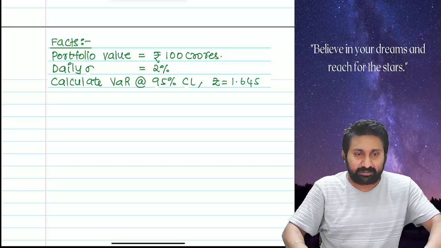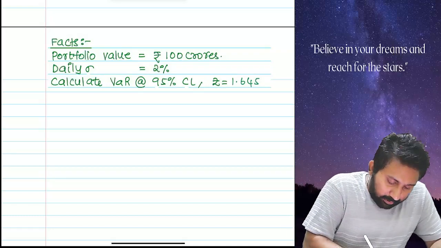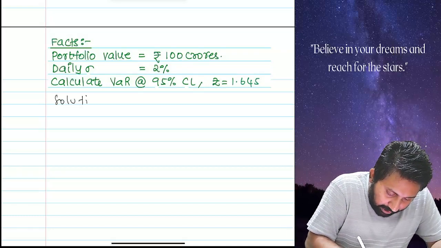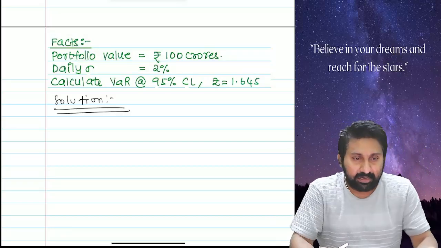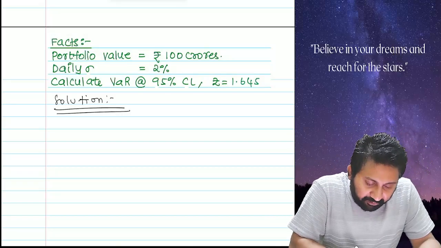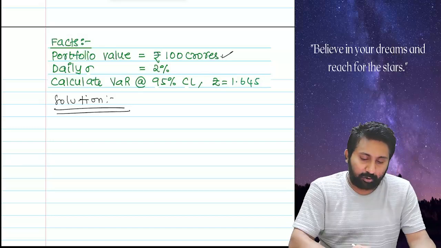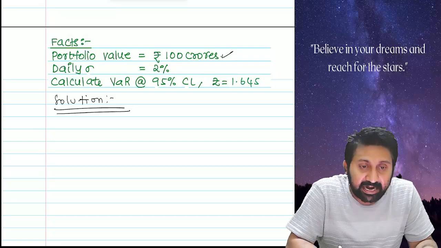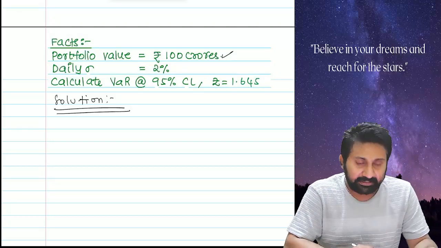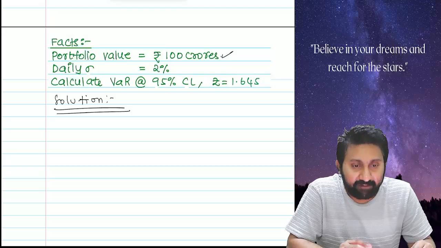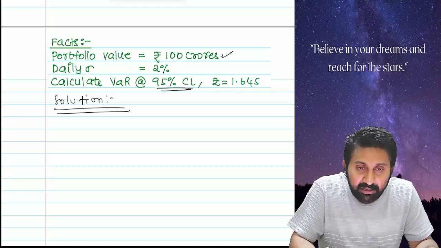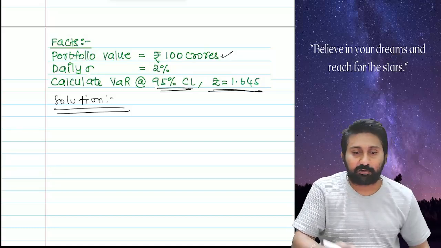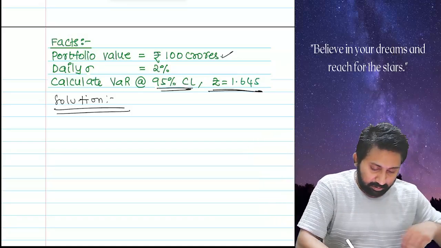So these facts. So solution I will do first, later you can check the answers. Let us see. Portfolio value 100 crores, daily standard deviation 2%, calculate the value at risk at 95% confidence level if the Z value is 1.645. Z value they have only given.